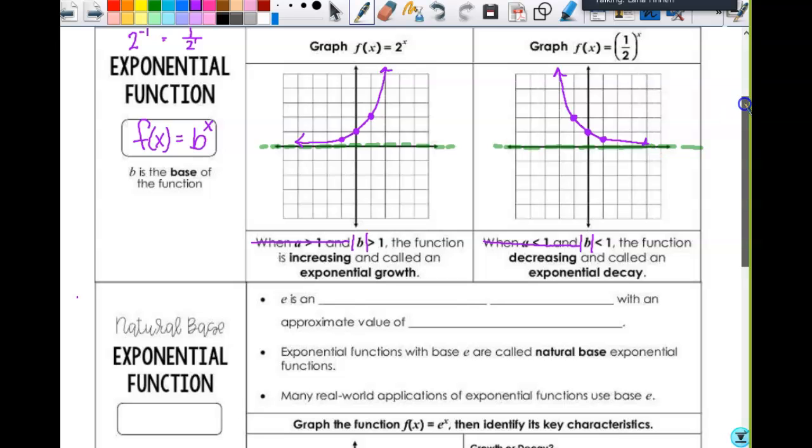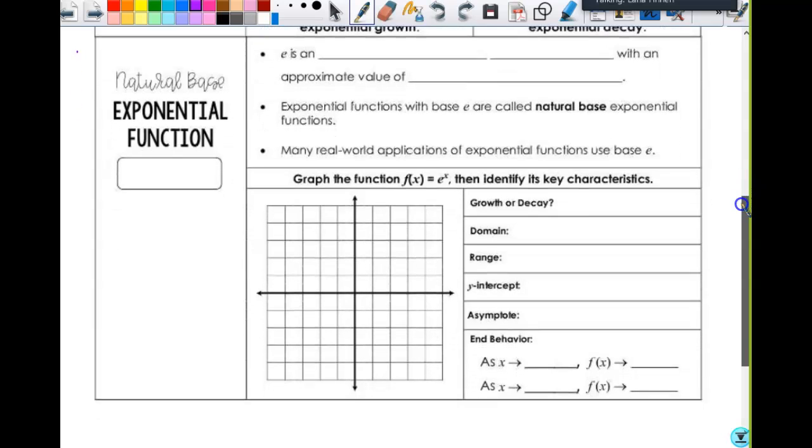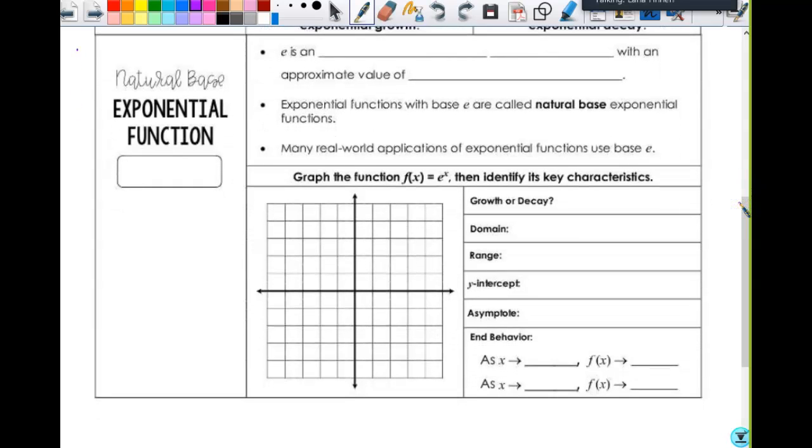All right, so let's talk about the natural base exponential function. Okay, so we have e. This is a lowercase e, usually looks like it's cursive. It represents a number. It is an irrational number.